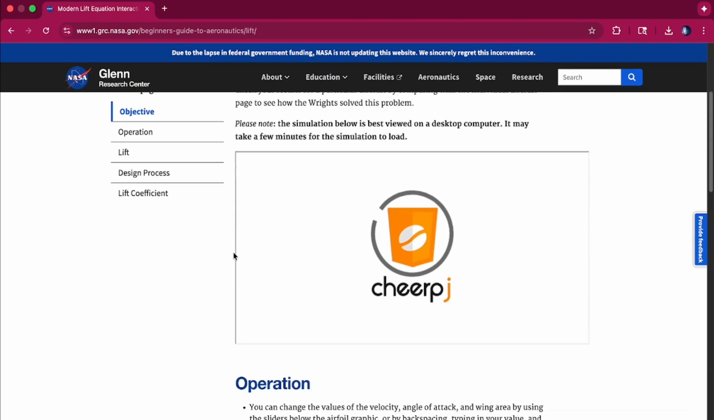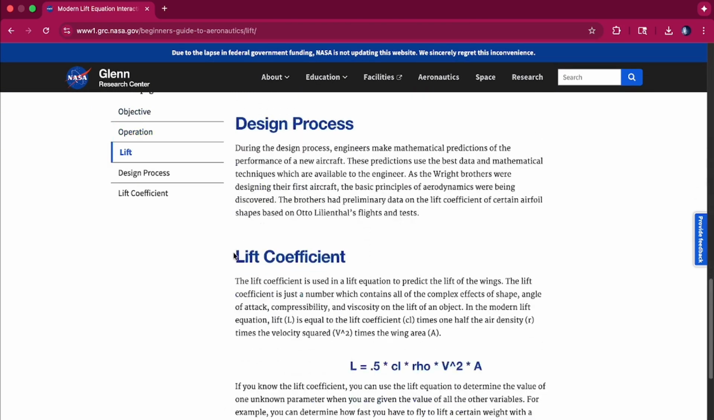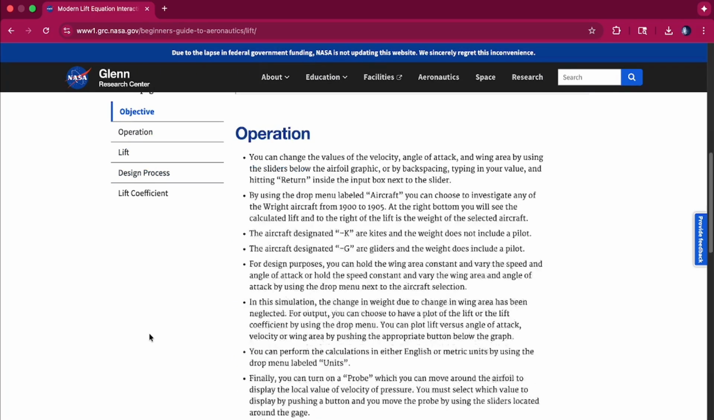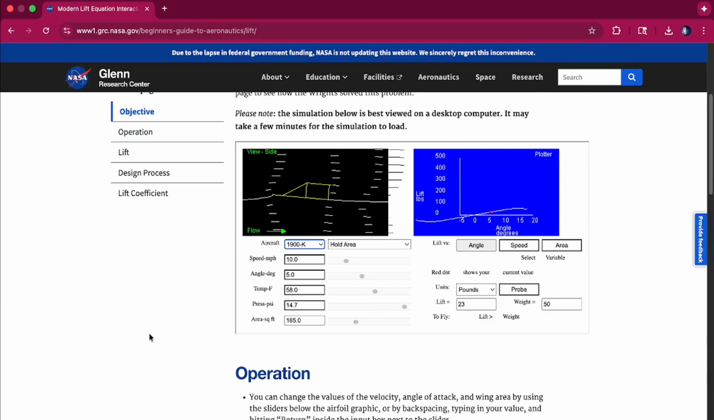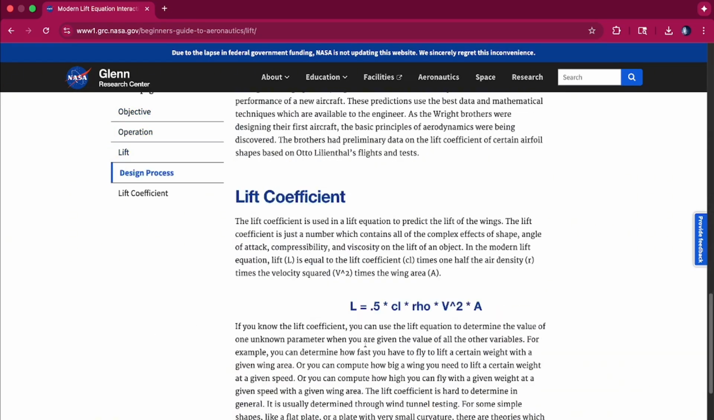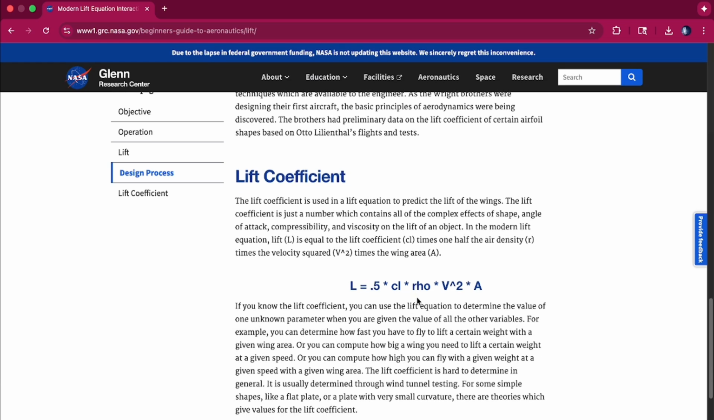I want to see this one, the modern lift equation. Lift is 0.5 times the lift coefficient, depending on what kind of metric unit you're using, times rho, times the velocity squared, times A, which is essentially the wing area. Rho is the air density, the density of the air typically.